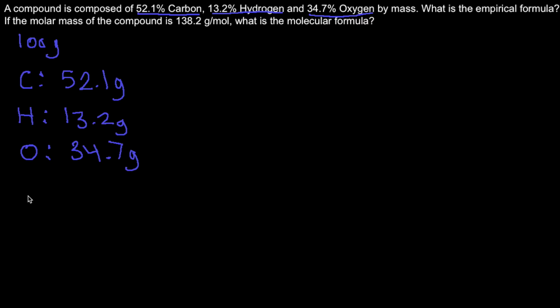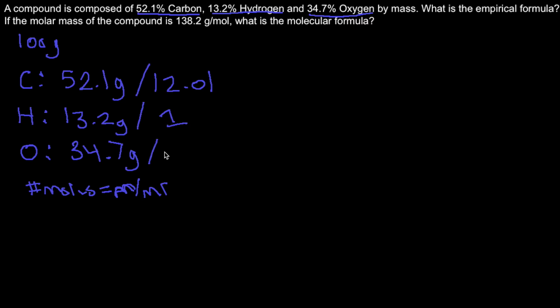So, the next step is to calculate the number of moles. And as we know, that's mass over molar mass. So for carbon, our mass is 52.1. The molar mass is 12.01. For hydrogen, our mass is 13.2, and we'll take the molar mass as 1. And for oxygen, we have our mass as 34.7, and that's going to be a molar mass of 16. So, feel free to use your calculator now if you're going through these questions.